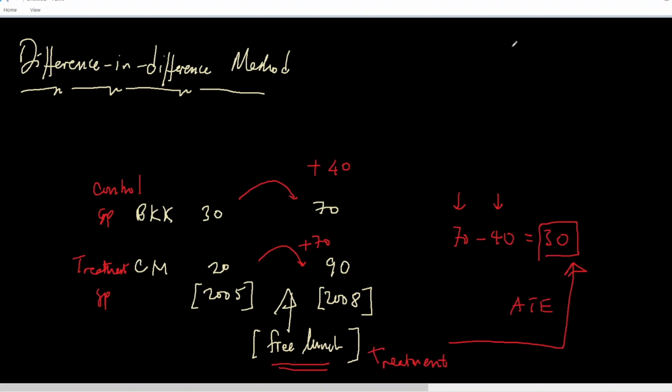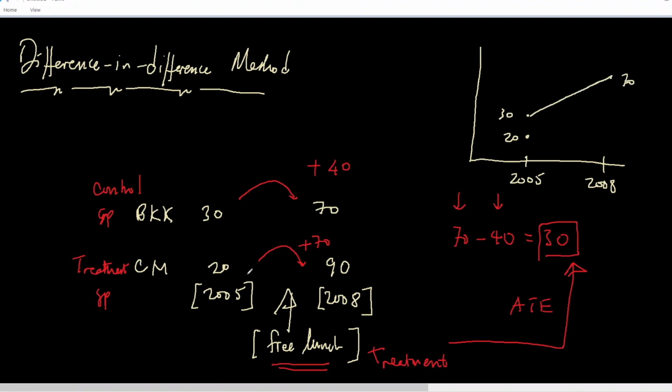Another way to see this very quickly is as follows. So we can put here, say, what we call the pre-test period, 2005, and the post-test, 2008. You will notice that Chiang Mai starts at around 20, while in Bangkok the score was 30 in 2005. In Bangkok, the score went up to 70, so somewhere up here. But in Chiang Mai, the score went up to 90, which is somewhere here.